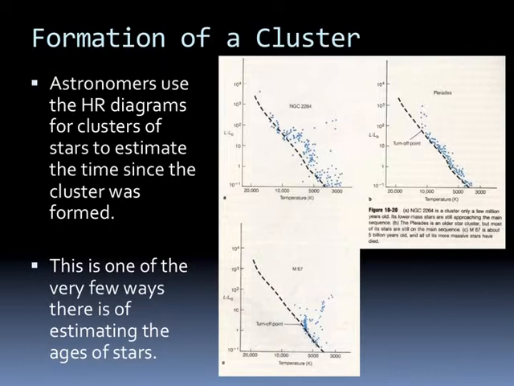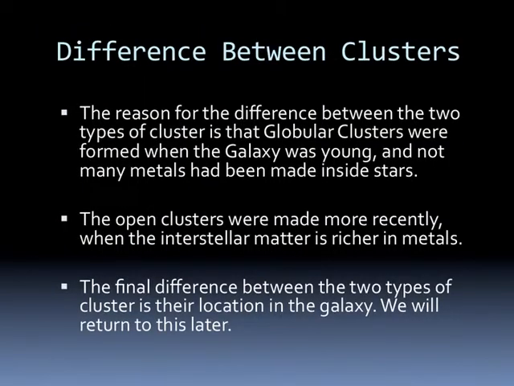In M67, the globular cluster we were looking at early, the turnoff point is relatively far down, so this means it's a very old cluster. The Pleiades is kind of a medium age, and the one we're looking at is a very young cluster. Now the reason for the difference between the two types of cluster is that globular clusters were formed when the galaxy was young, and not many metals had been made inside stars yet. The open clusters were made more recently, when the interstellar material was richer in metals.